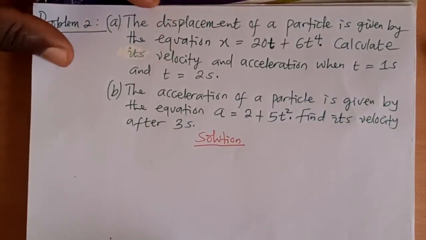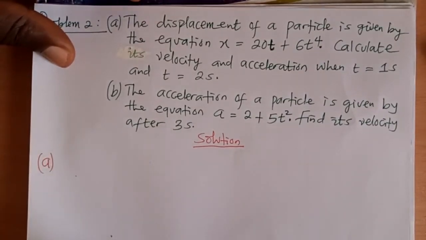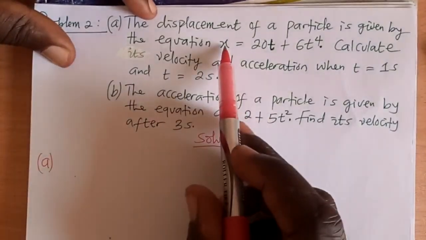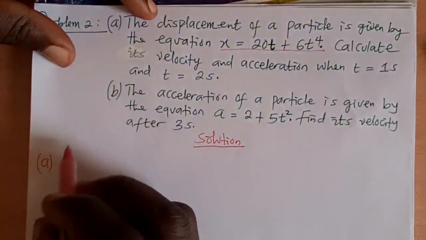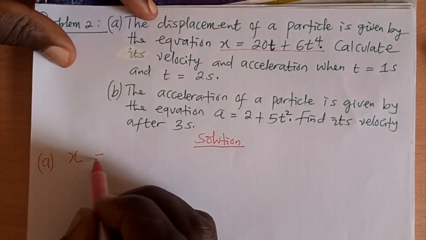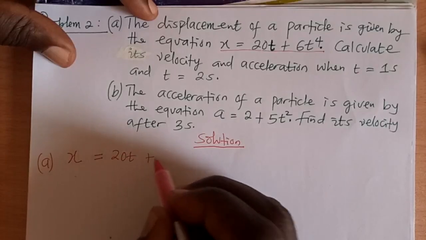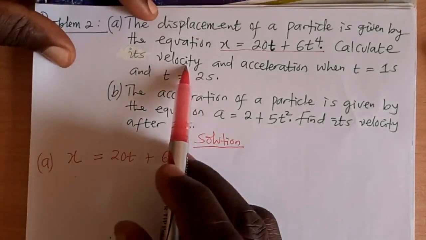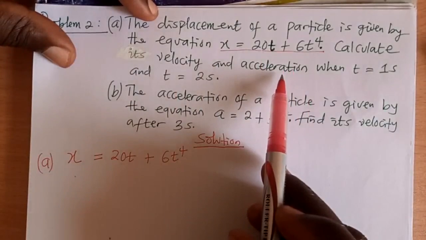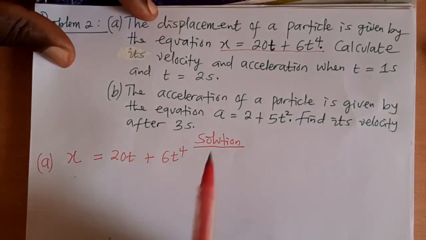We are going to start with problem 1, part A. The first thing we are going to do is to write this expression we are given, this very one that describes the motion. The displacement of the particle at any instant equals 20t plus 6t raised to the power of 4. Now we are going to derive two expressions, one for the velocity and two for the acceleration, using this equation we are given.